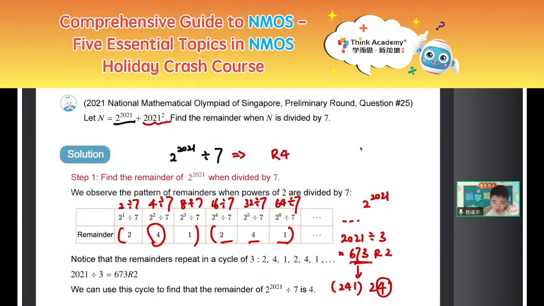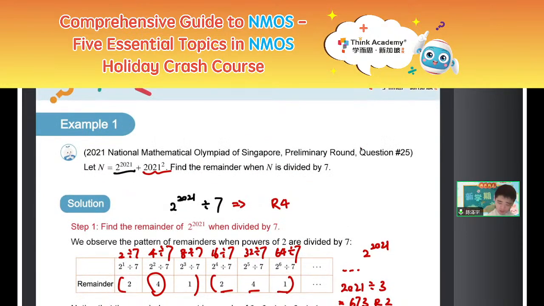So now let's come back to the very beginning of the question. We know that this one have a remainder 4. We know that this one have a remainder 4. Okay, so guys, what is the remainder of this n, which is the sum of them when divided by 7? Be careful, guys. Be careful. I'm expecting to see the correct answer. R4 plus R4, and hence the remainder of n divided by 7 will be R4 plus R4, right?